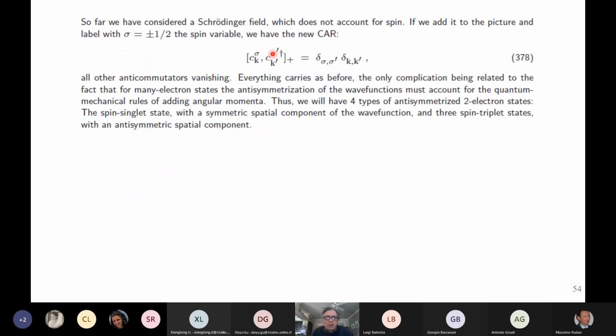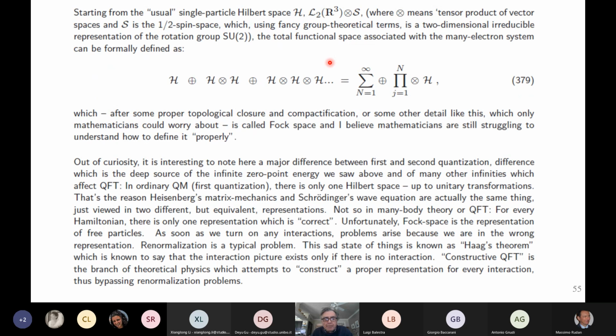So these are the Fourier coefficients of two vectors that I have, a spinor. And these are the canonical anti-commutation rules that I obey. So this means that I can actually put 2 electrons in a given state, provided the spins are different, because then I have a 1 over here.